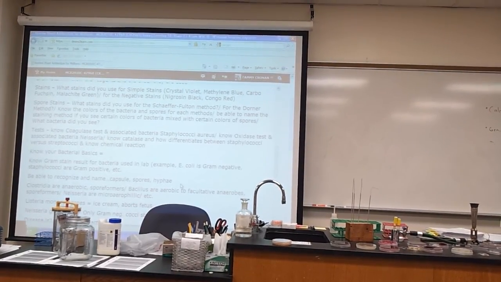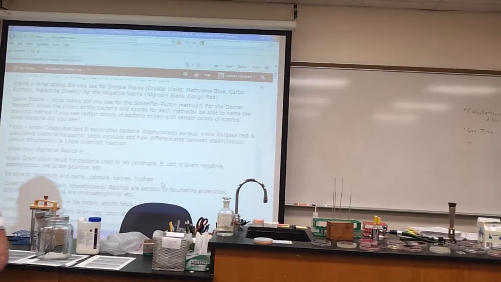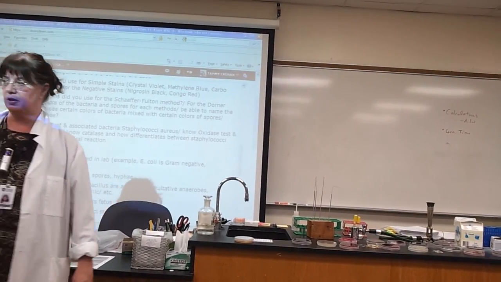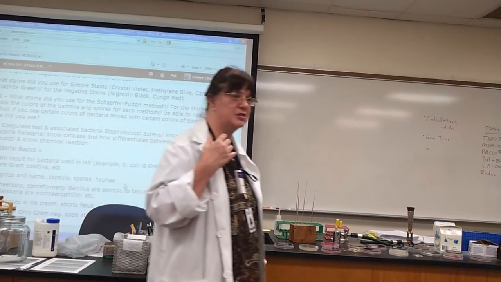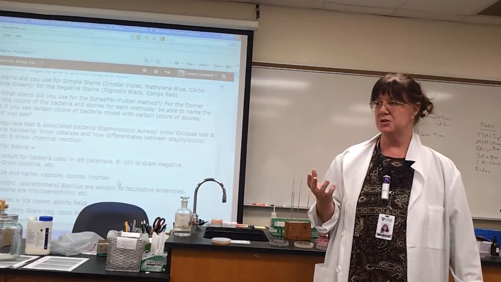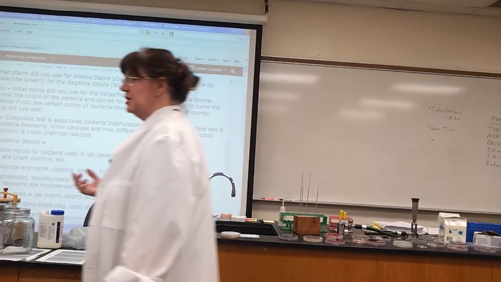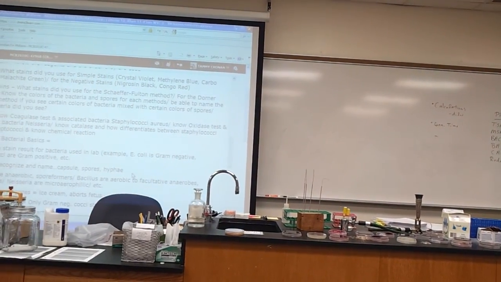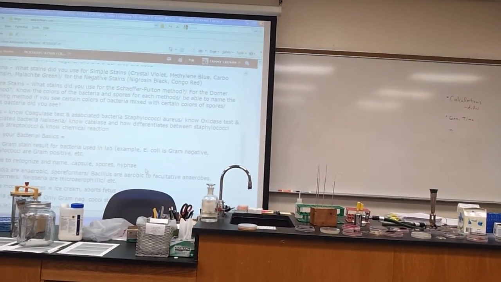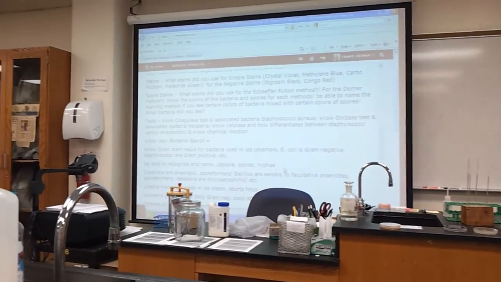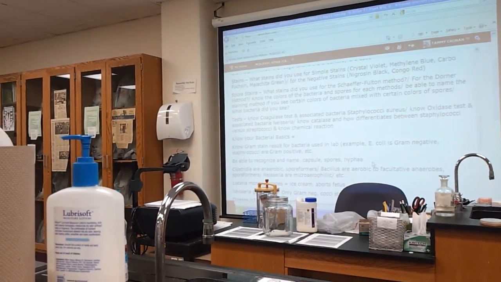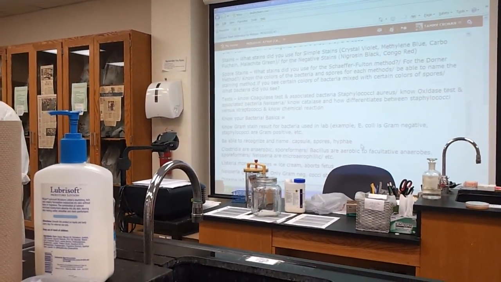If I have a pointer and ask you what are the structures that are the green ovals, you would answer they are spores. If I have a pointer on a vegetative cell that's pink and ask what is this, you say bacilli. Yes. Like, this says safranin. That's right.